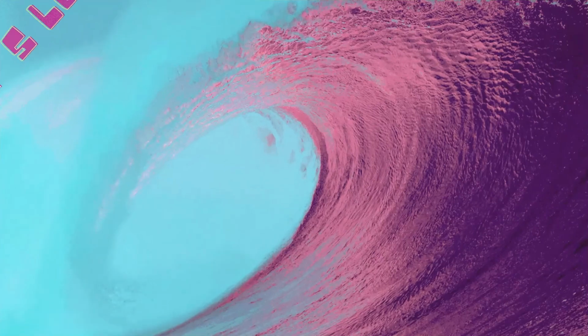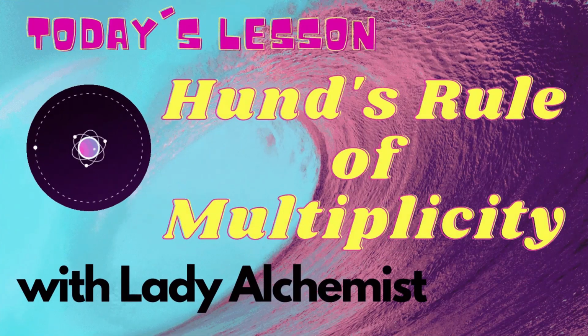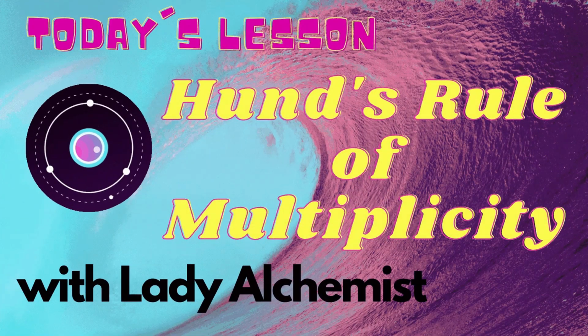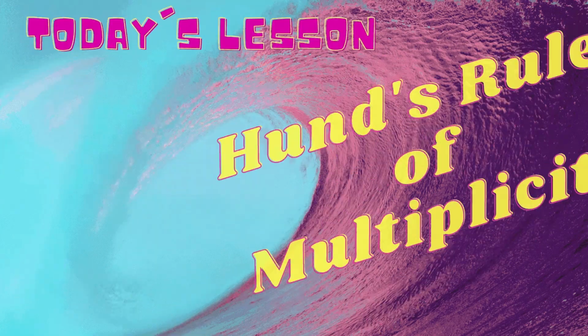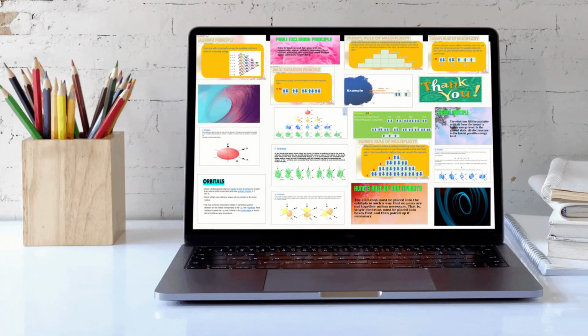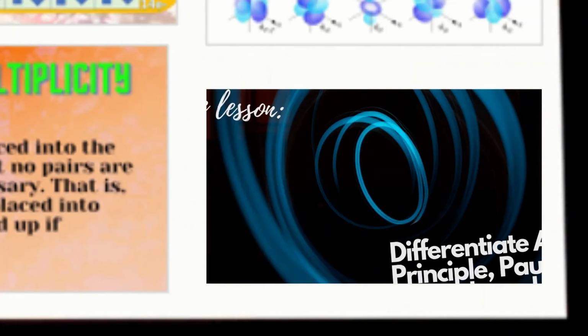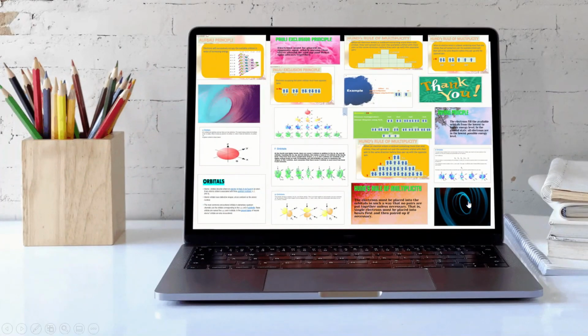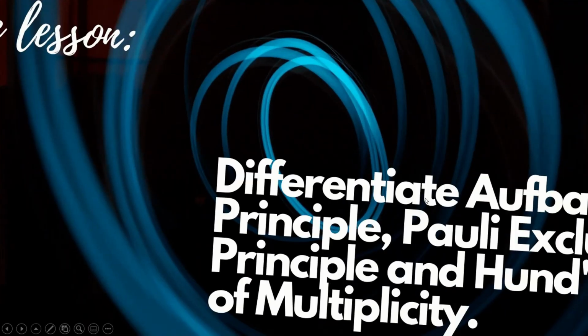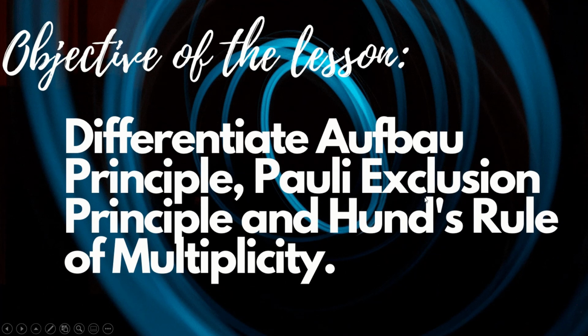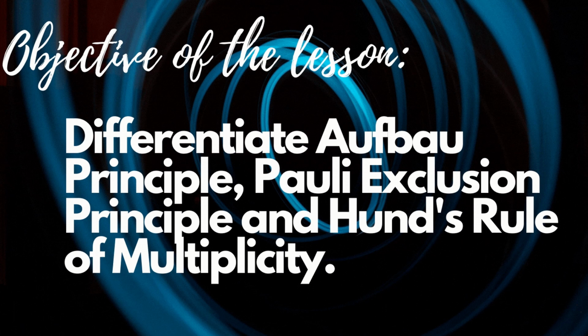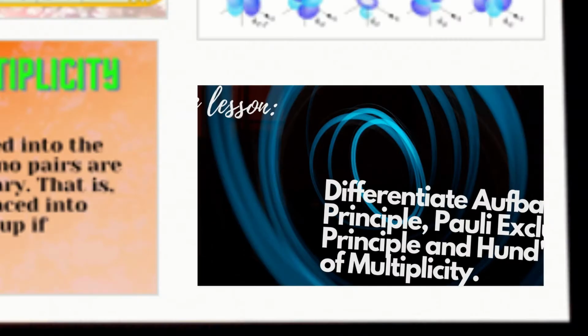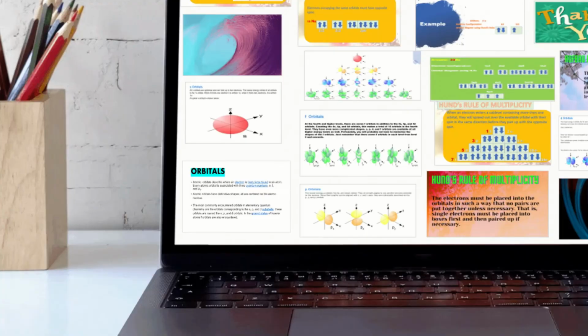So for today's video and lesson, we're going to discuss Hund's rule of multiplicity. Our objective for this day is to differentiate the Aufbau principle, the Pauli exclusion principle, and Hund's rule of multiplicity. So without further ado, let's get started.